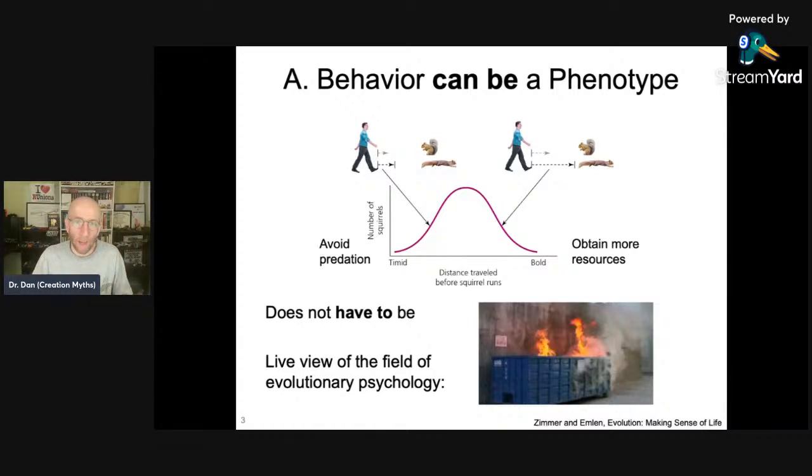Everything about evolutionary psychology is bad. And there's an evolutionary biologist I know, whom I greatly respect, and I'm going to convey their take on evolutionary psychology.